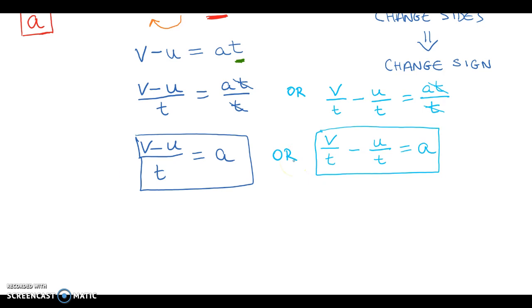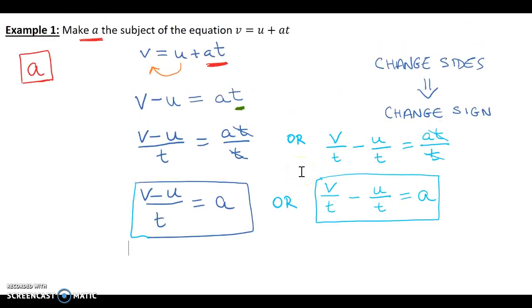Let me just change this just a little bit, it's a bit untidy here. Okay. So we can express our answer as v minus u over t equals a, or v over t minus u over t equals a. And again, both answers are correct.